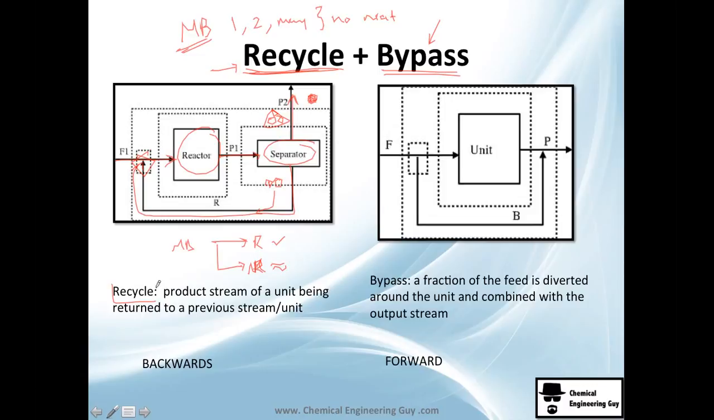Simply, recycle, as this is the definition, is a product stream of a unit being returned to a previous stream or unit. Here is a stream, but I could actually take it to the reactor, whatever the process thinks is better. Maybe you need to heat here, so that's why we give it in the feed before. Maybe the feed needs to be cold and this product is cold, so they mix it before and then they throw it to the reactor, etc.